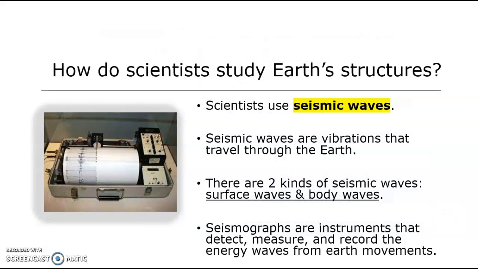So how do scientists study Earth's structures? Scientists use seismic waves. Seismic waves are vibrations that travel through the Earth. And there are two kinds of seismic waves: surface waves and body waves. And I'll get to those in a moment. I just want to point out this machine over here. This is called a seismograph, and it is used to detect, measure, and record energy waves from Earth movements, namely earthquakes and volcanoes, which we will get to in a later lesson, but I want you to be aware of it.